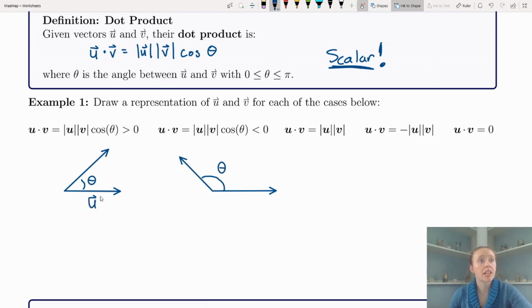So I'll quickly label my vectors for you so that you can see. Here's u, v, u, v. And now, looking at u dot v, if u dot v is equal to the magnitude of u times the magnitude of v, that means that this was multiplied by what number? It was multiplied by 1. So we just need to ask ourselves, when does the cosine of theta equal 1? And that's when theta is equal to 0.